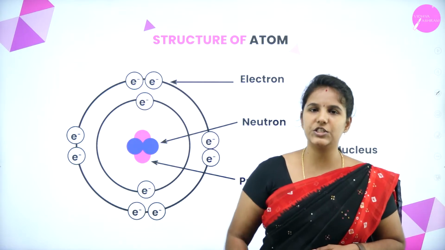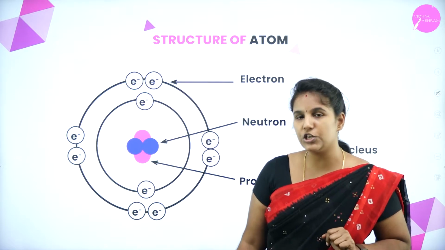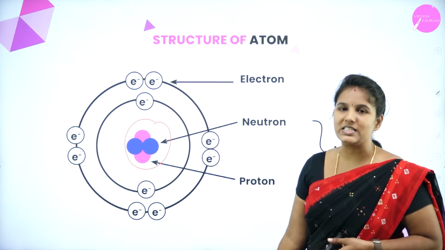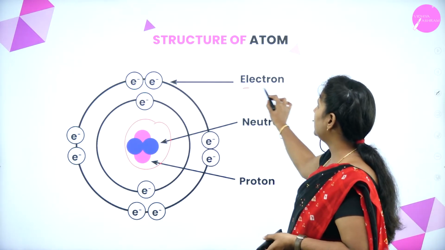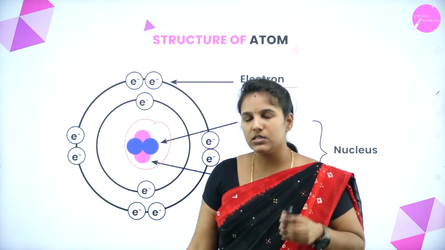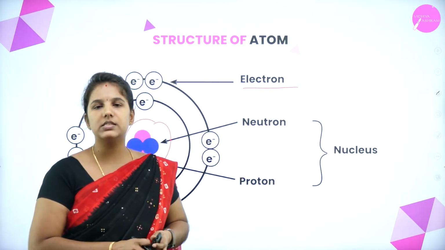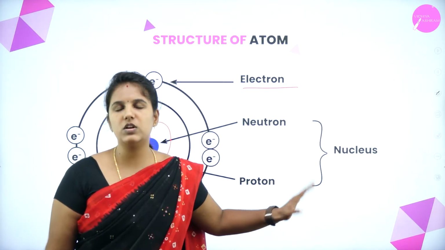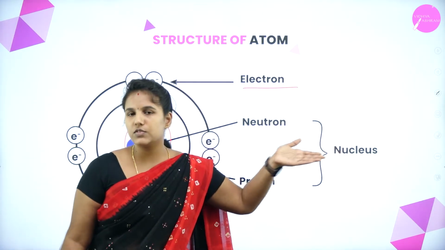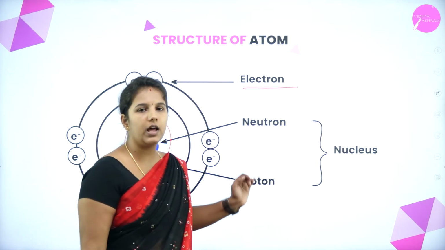It is in a spherical shape and it consists of what? Three basic particles. Which are those? A proton and the neutron, which are present in the nucleus, and electrons will be present outside the nucleus, right? So these are the three main basic particles present in the atom. What is the shape of the atom? It is a spherical shape which consists of the nucleus. Inside the nucleus, what is present? A proton and a neutron.